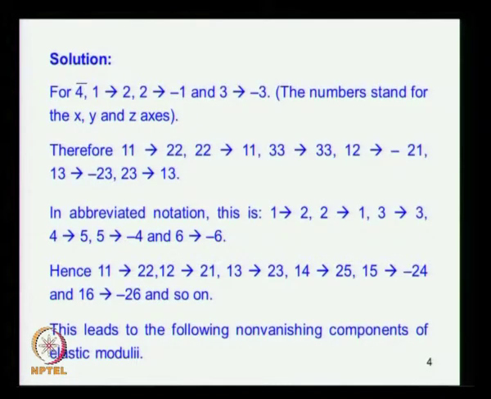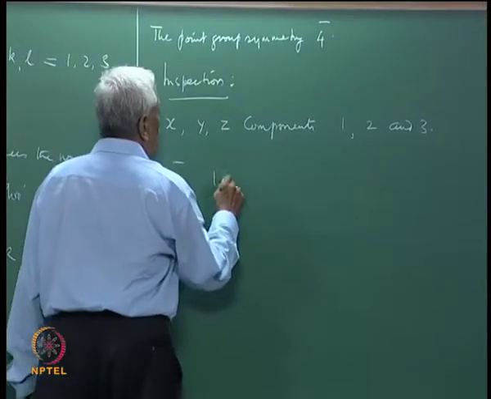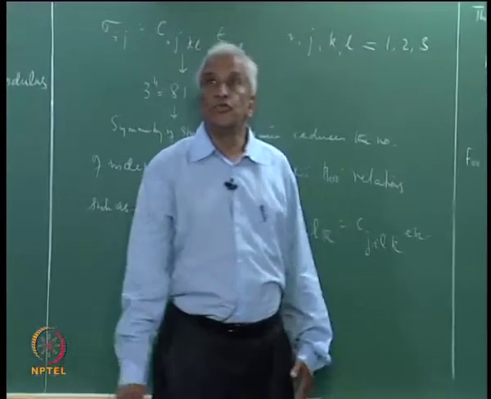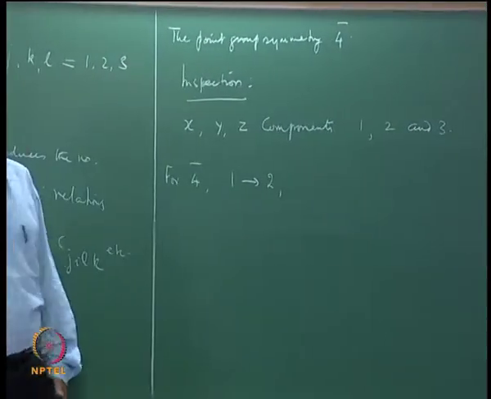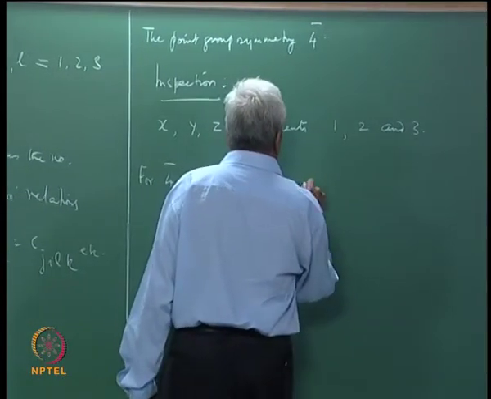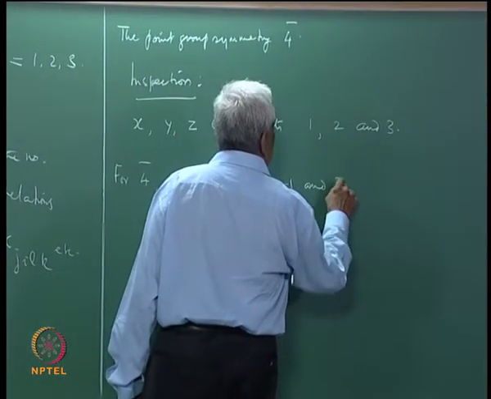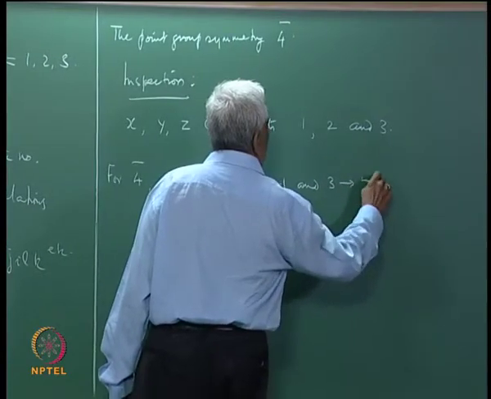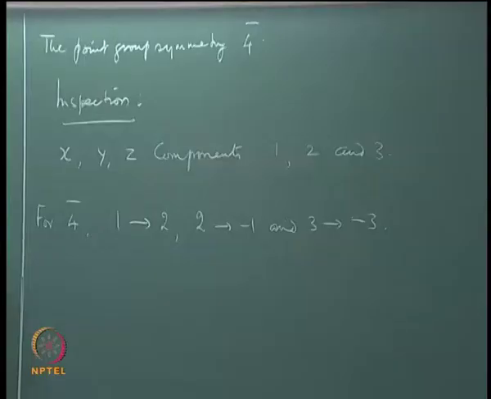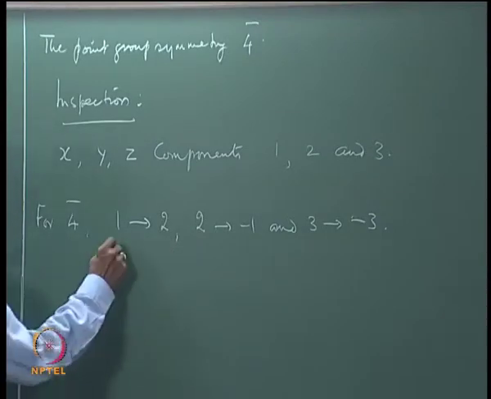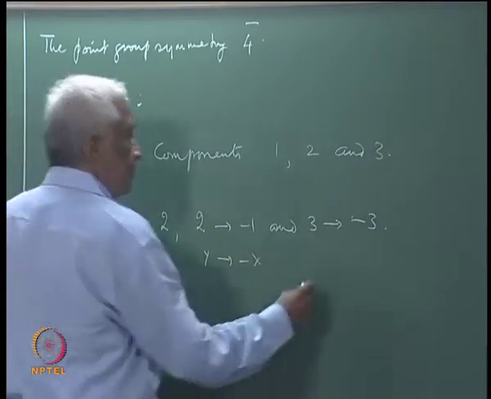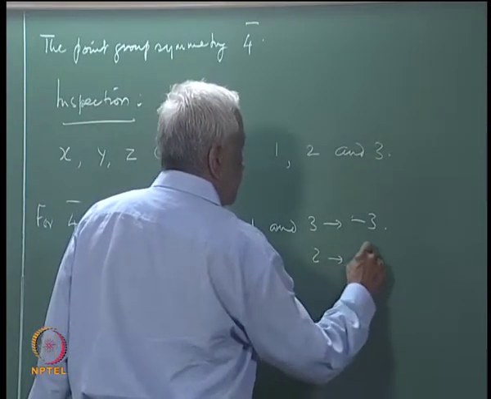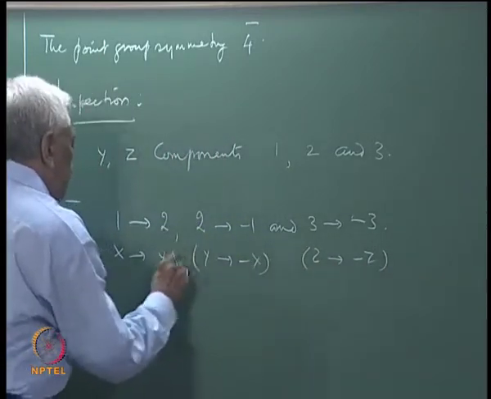So that for 4 bar symmetry, it is easy to see that 1 goes to 2, 2 goes to -1, and 3 goes to minus 3. That is, x goes to y, y goes to minus x, and z goes to minus z. That is the meaning of this.